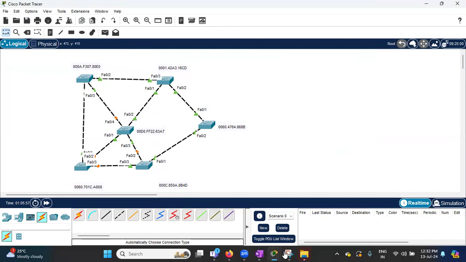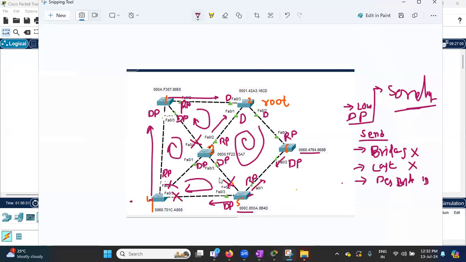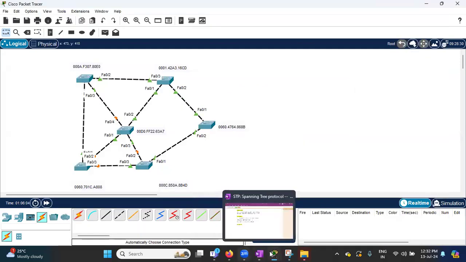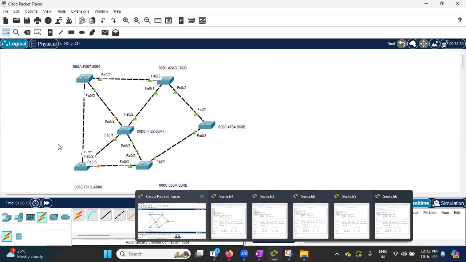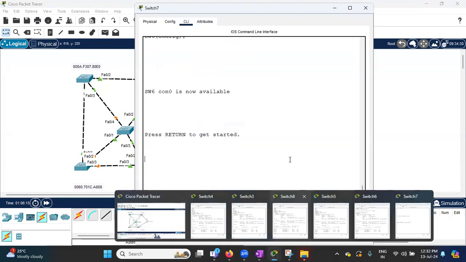Switch number 5, what we discuss: one root port, one DP port, one blocking. So you can see, one root port, one designated port, one is in a blocking state. Okay, done. Then second, one root port, one DP port. As simple as that.